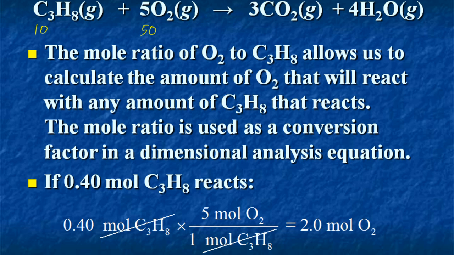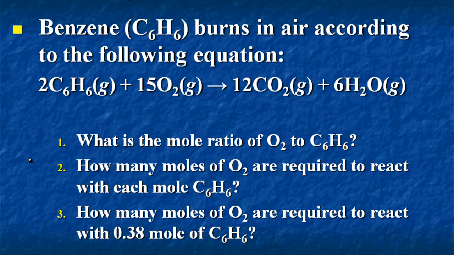Let's do more practice. So here is another reaction. Benzene C6H6 burns in air according to the following equation. So here is the balanced equation. 2 moles of benzene needs 15 moles of oxygen, and it will produce 12 moles of carbon dioxide and 6 moles of water. That is the equation given to us. Now we have to answer some questions here. First question is, what is the mole ratio of O2 to C6H6?